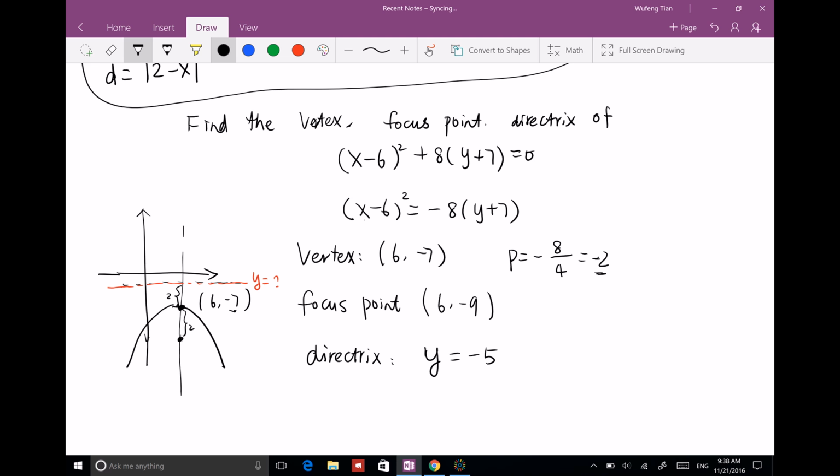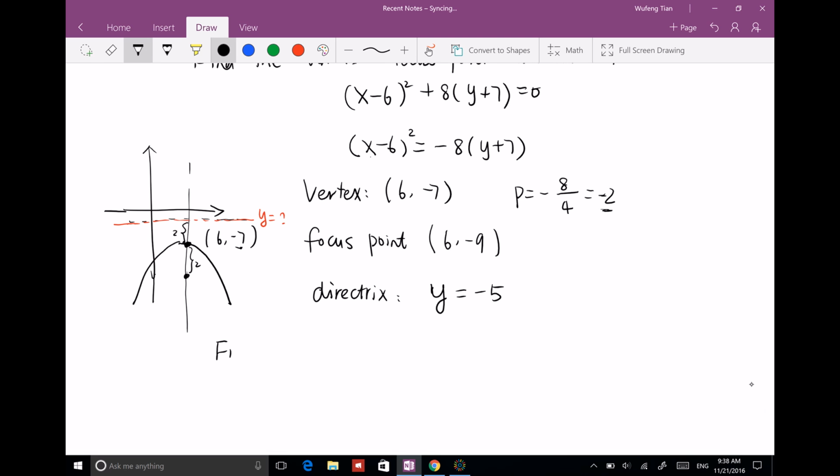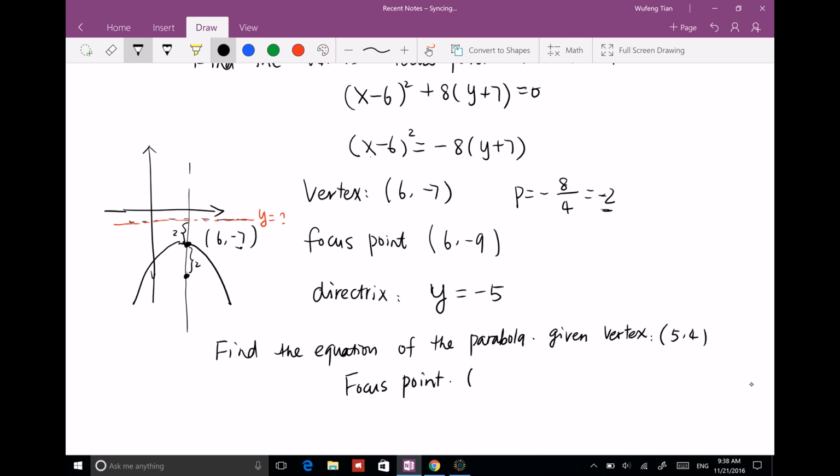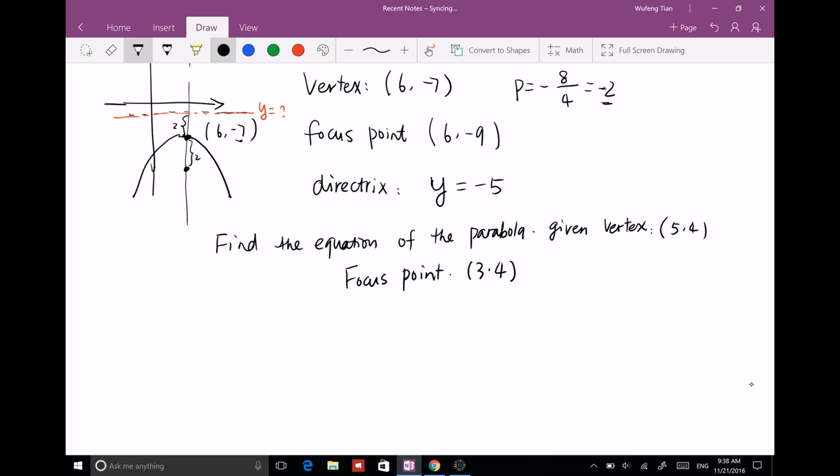Okay. So now the next thing we need to do is, if I give you something, for example, find the equation of the parabola given the vertex. I give you the vertex 5 and 4. I also give you the focus point is 3 and 4. So now, can you tell me the equation of the parabola? I give you 1 minute to work on this one.